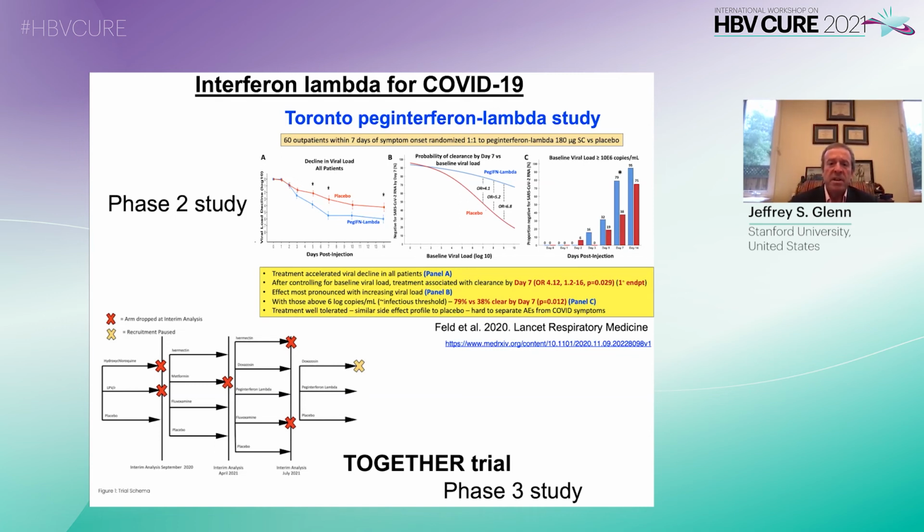And that phase 2 study helped set up the phase 3 study, which is ongoing right now in the so-called TOGETHER trial, which is an adaptive trial design, randomized placebo-controlled, looking at different agents, all of which pretty much have fallen out, and the only one remaining is interferon lambda. And we expect the results from this study to come out by year's end.